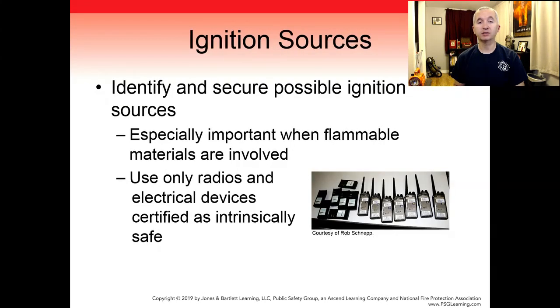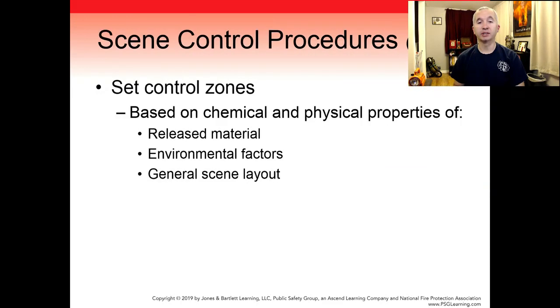With identifying and securing possible ignition sources, this is especially important when the incident involves the release of flammable materials. Also use radios and electronic devices that have been certified as intrinsically safe in these areas to inhibit the risk of explosion hazards. Scene control procedures should include setting control zones. Establish these at a hazardous materials incident based on the chemical and physical properties of the release material, the environmental factors at the time of the release, and the general layout of the scene itself.